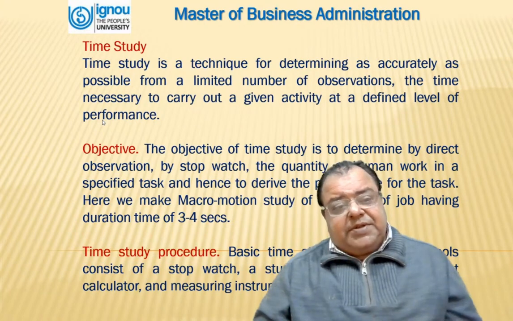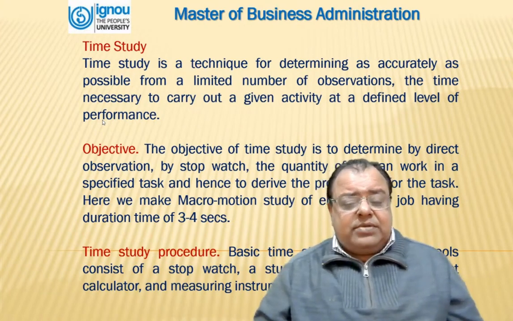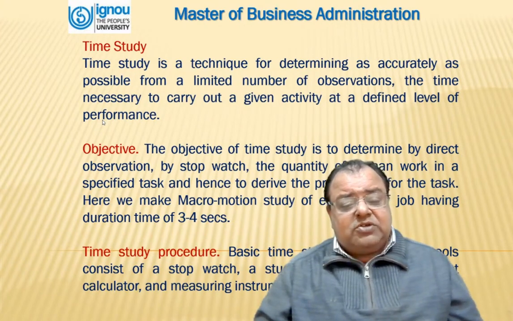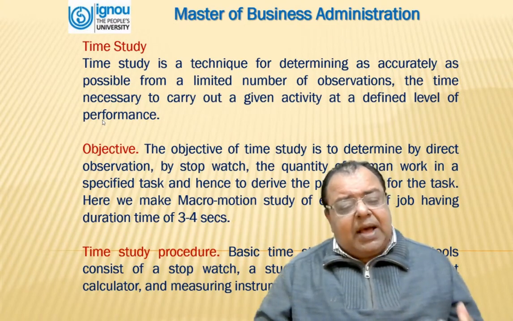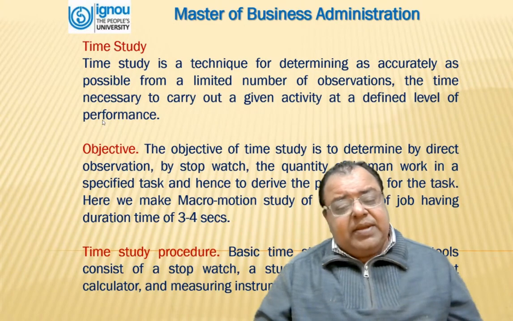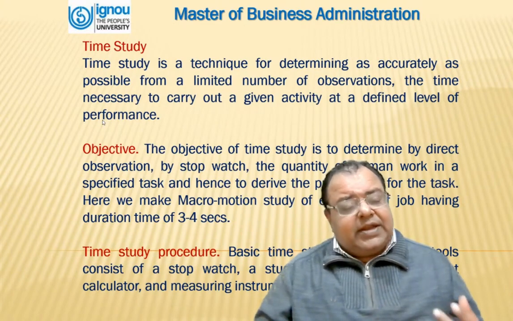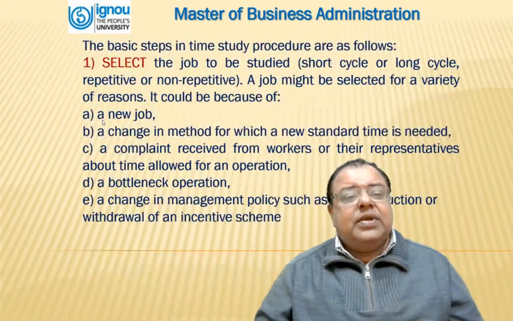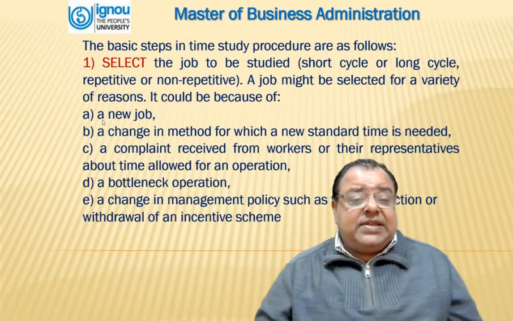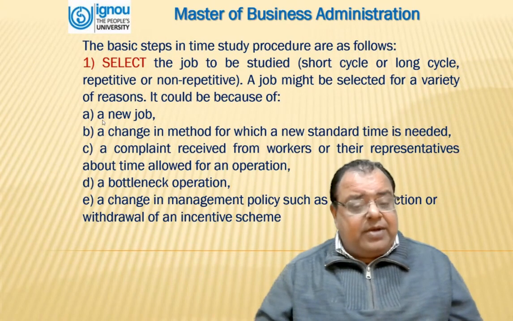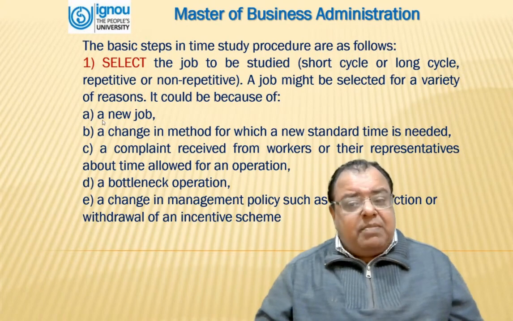Time study procedure. Basic time study equipment or tools consist of a stopwatch, a study board, pencils, a pocket calculator, and measuring instruments for distance and speed. The basic steps in time study procedure are: select the job to be studied, short cycle or long cycle, repetitive or non-repetitive in nature. A job might be selected for a variety of reasons.